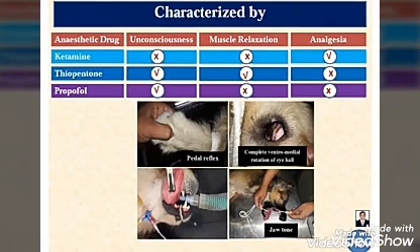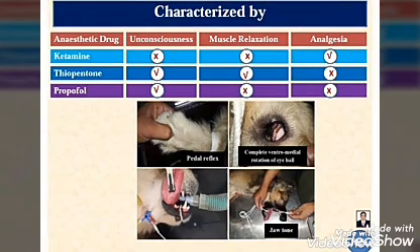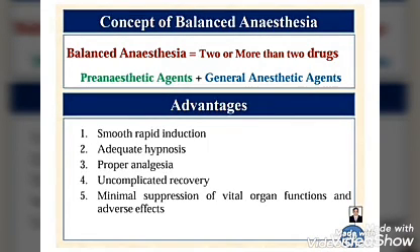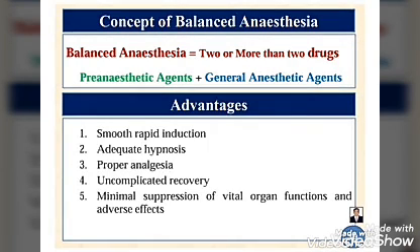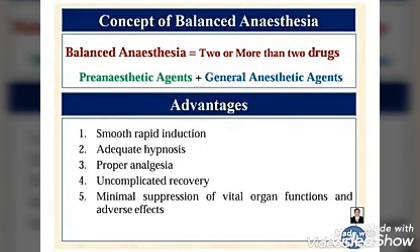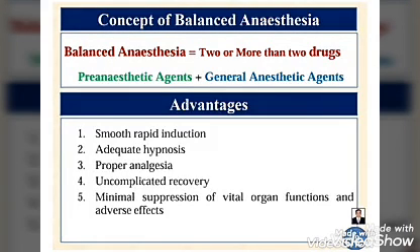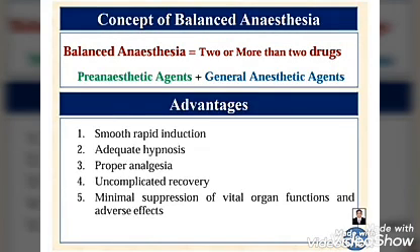Nowadays the concept of balanced anesthesia has come into the field of anesthesia. In recent years, the concept of balanced anesthesia, using combinations of various preanesthetics and general anesthetics, has entered veterinary anesthesia rather than the use of single anesthetic drugs for major surgical interventions. Balanced anesthesia means a combination of two or more drugs used for major surgical interventions. These are the new concepts regarding balanced anesthesia.